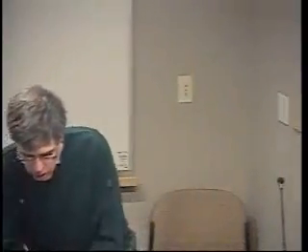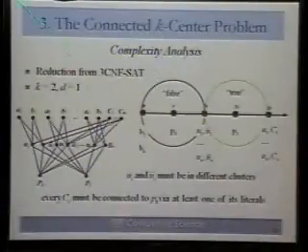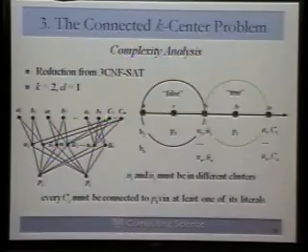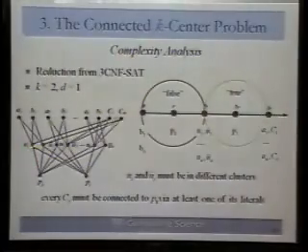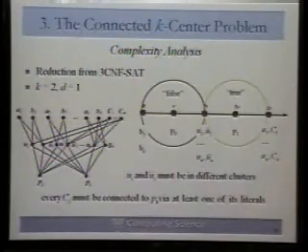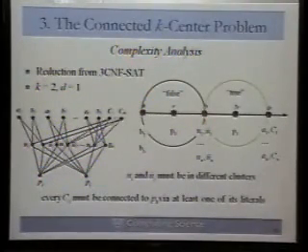We introduce nodes for the subformulas C1 to Cm, one node each. We introduce nodes for the variables and the negated variables, u1 to un. We introduce 2 nodes that will be serving as cluster centers. We want to find K equal to 2 clusters.